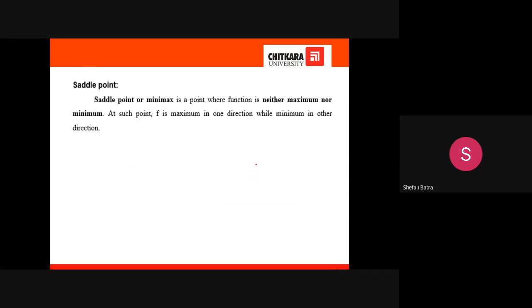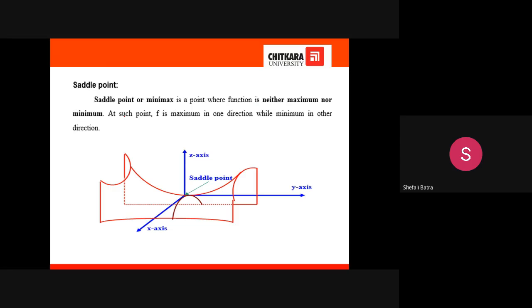Next is saddle point. Saddle point is a point where function is neither maximum nor minimum, in which function is going in the positive direction one way and the other way it is going in the negative direction. So it is neither maximum nor minimum. So that point is known as saddle point. Somewhere function is increasing and somewhere it is decreasing, right? So such a point is known as saddle point.